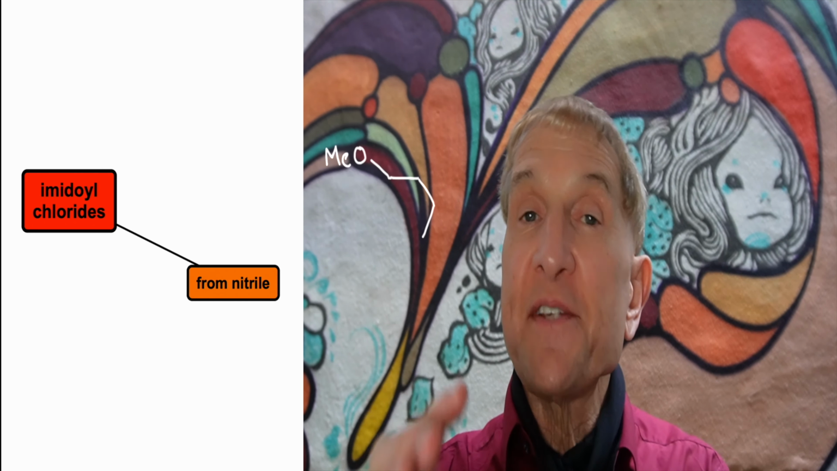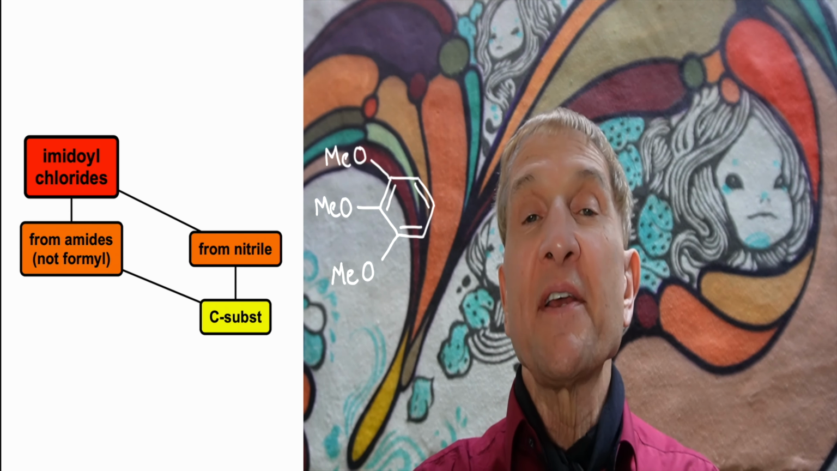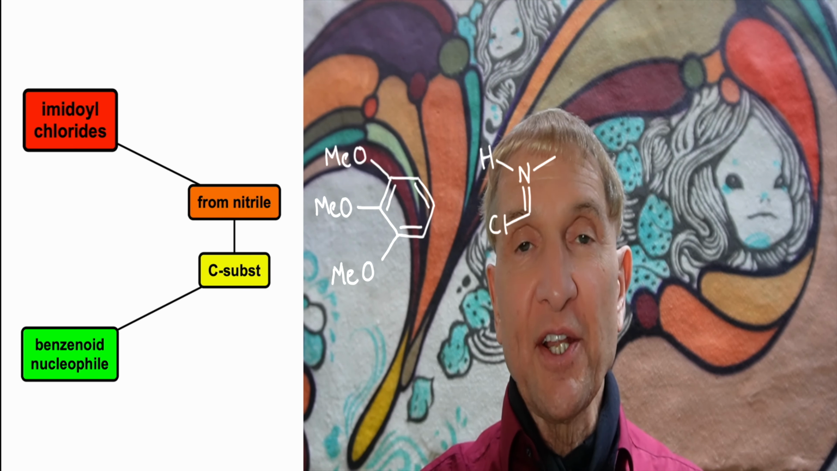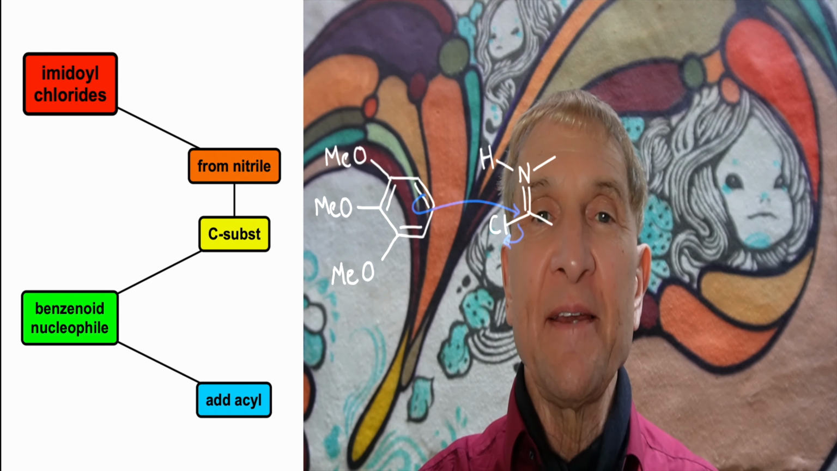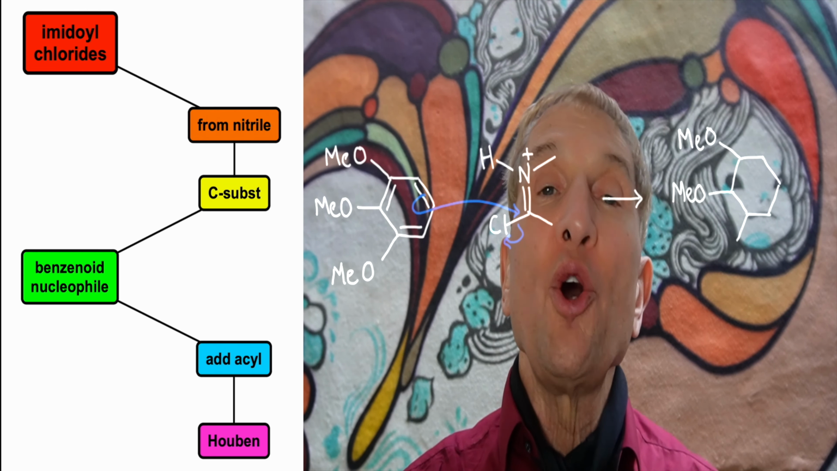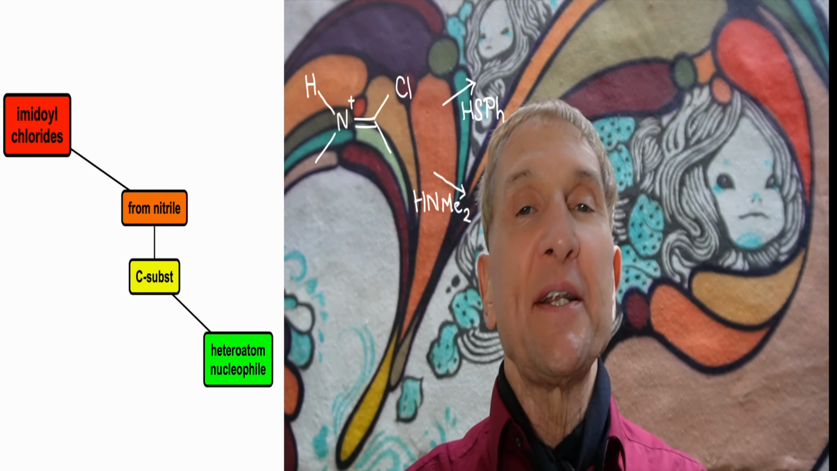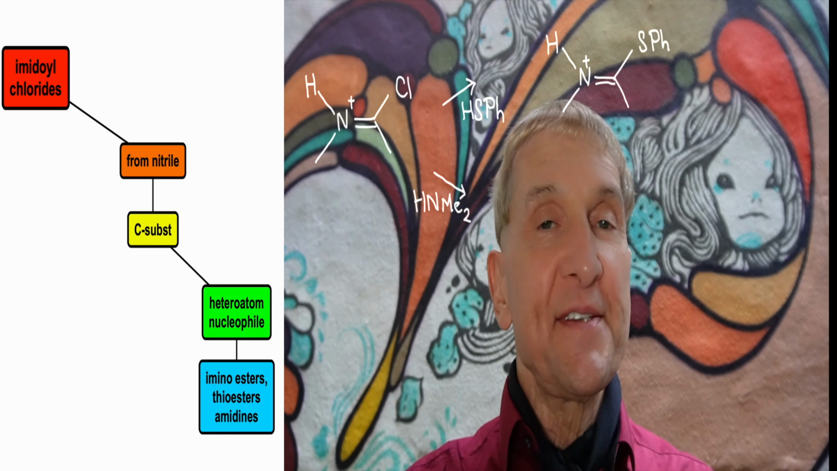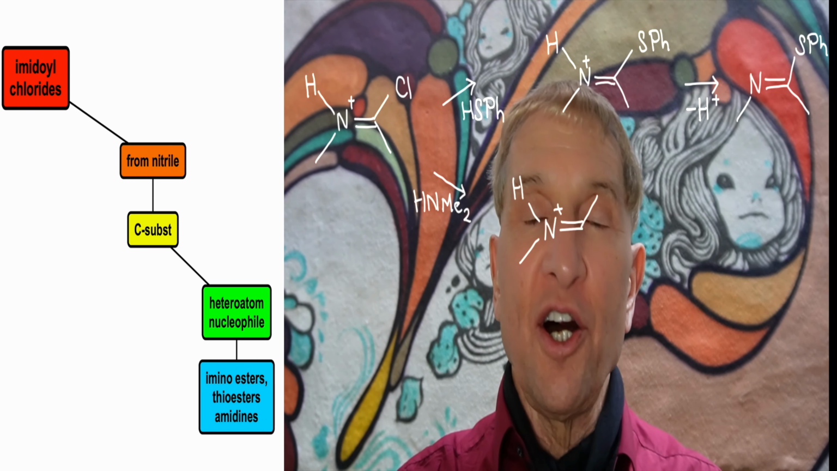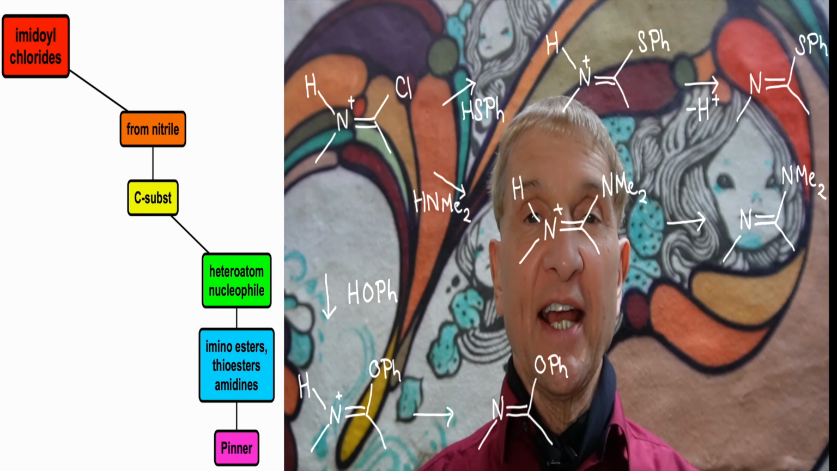If we take those C-substituted imidoyl chlorides from amides, but not intramolecularly, intermolecularly, we can add them to aromatic compounds, and that's the so-called Houben-Hoesch reaction. Or if we add nucleophilic heteroatoms to these, like S, N, or OR, we get the corresponding substitution products, and that is the Pinner reaction.